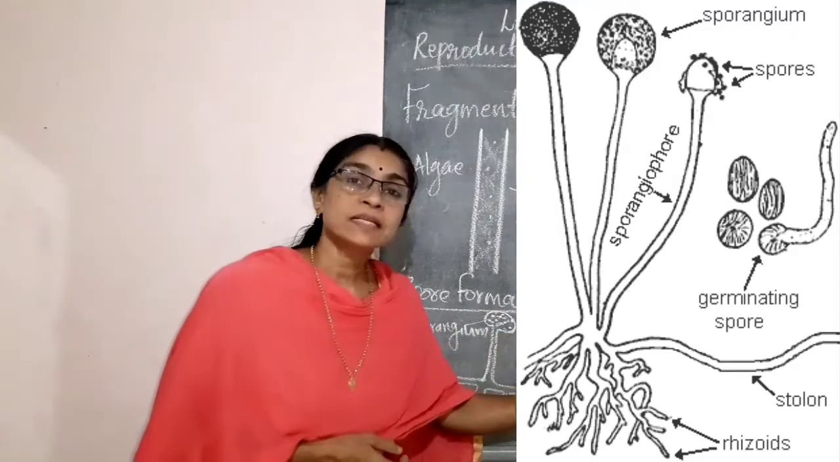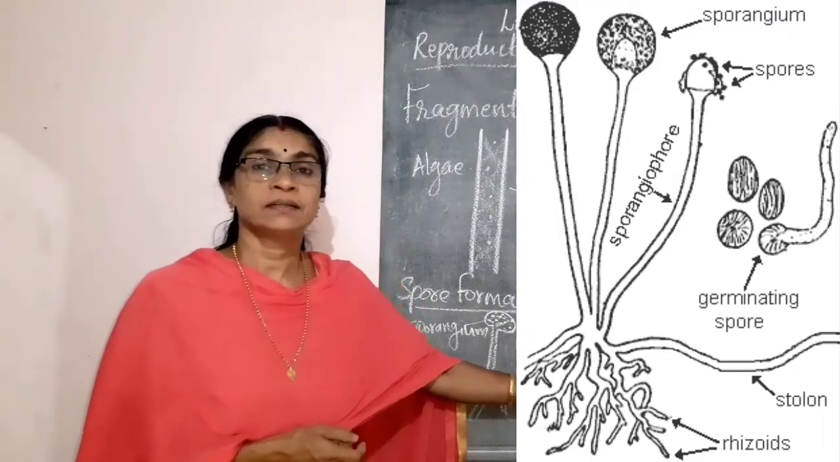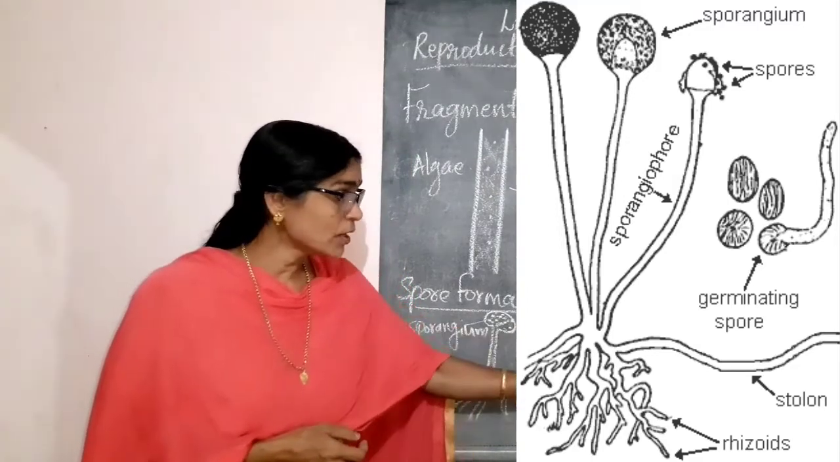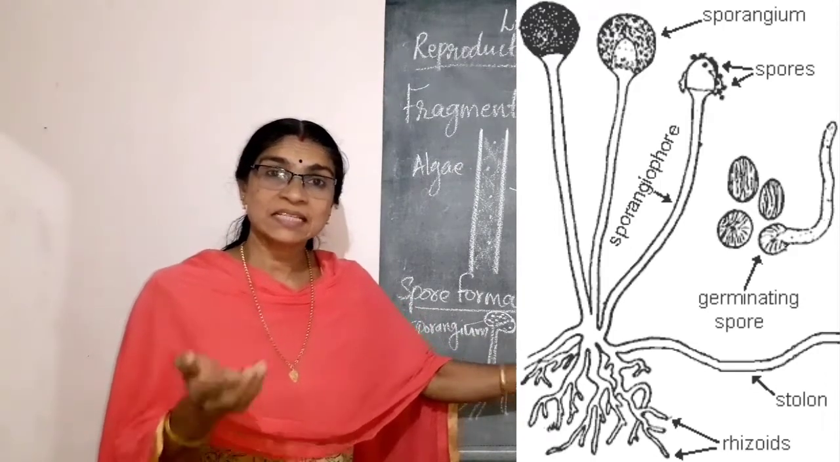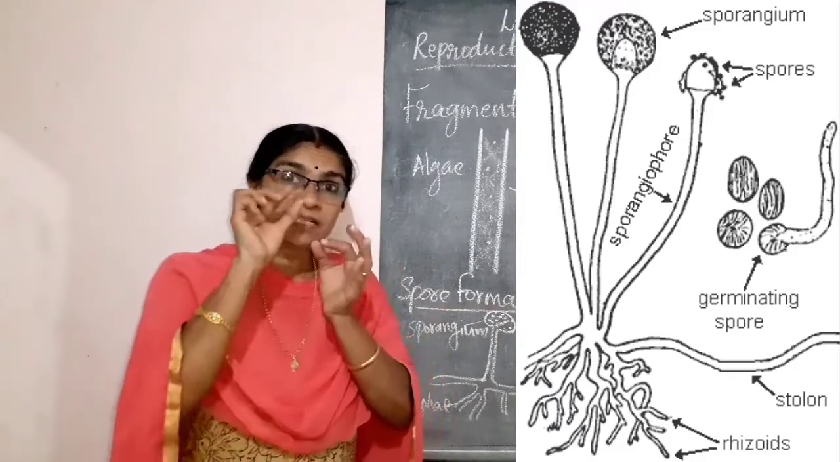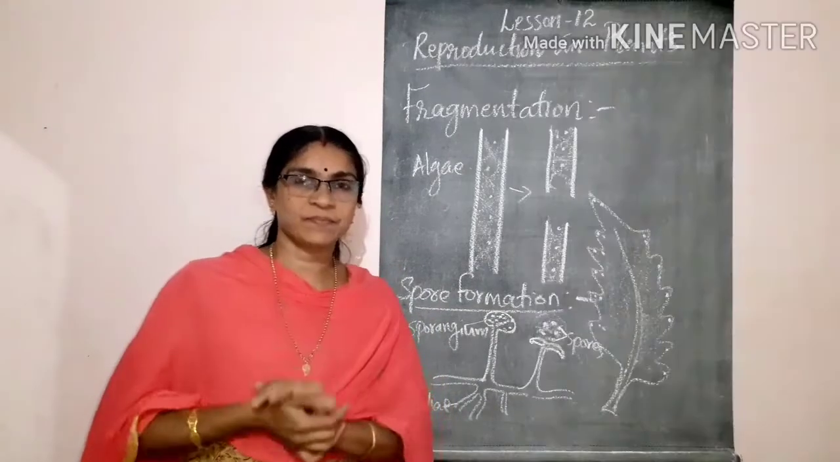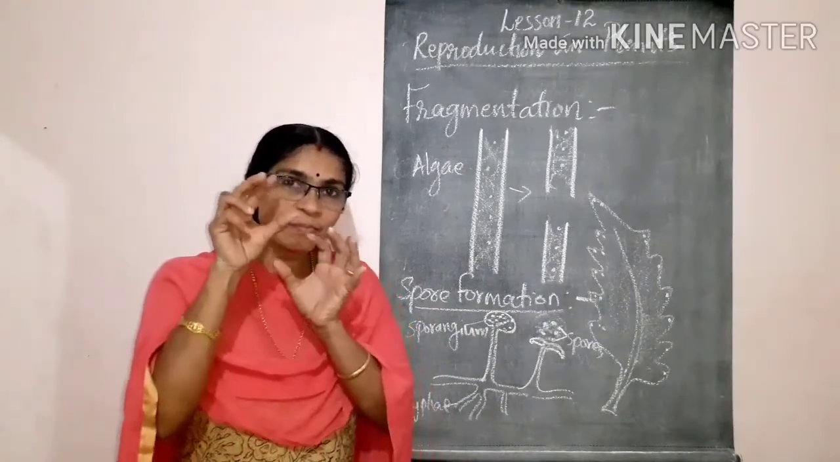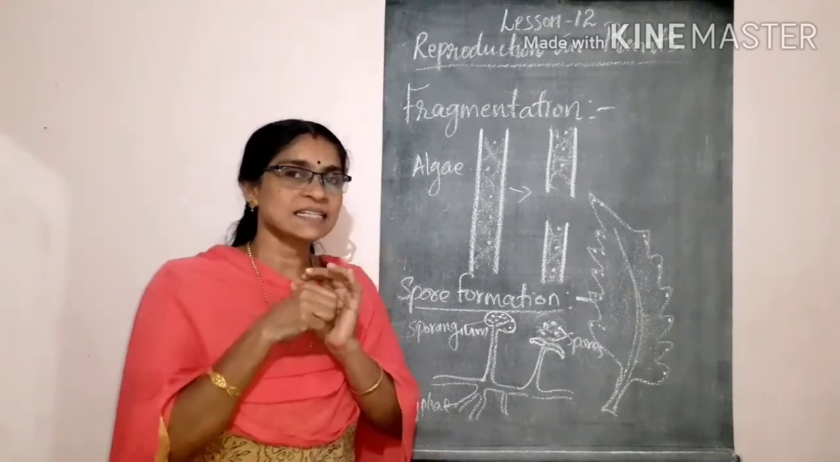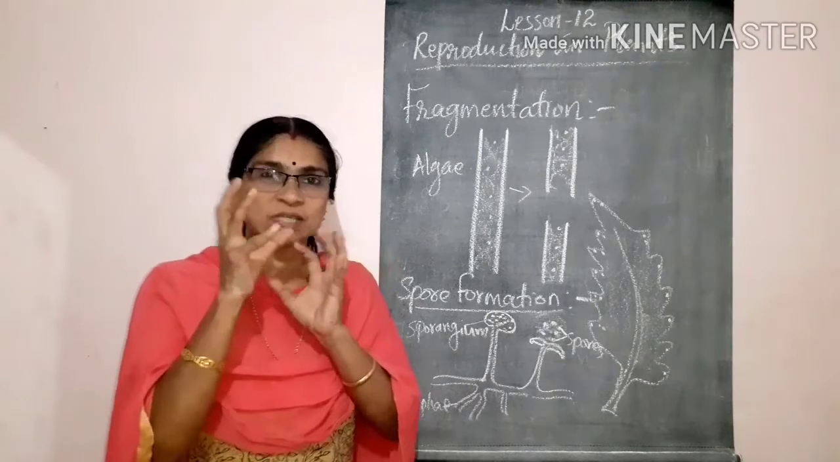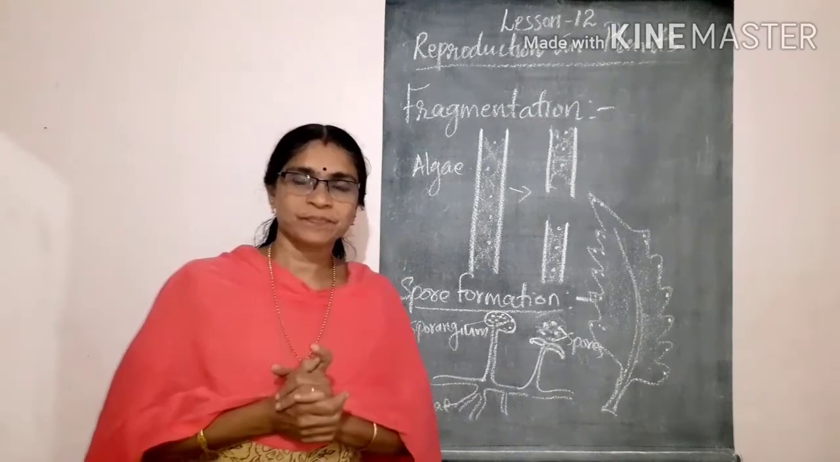This is the leaf of a Selaginella or fern. When the fern becomes mature, when we observe one leaf, we can see dark black spots under the leaves. These dark black spots are spore bodies. Inside that we can see minute spores.